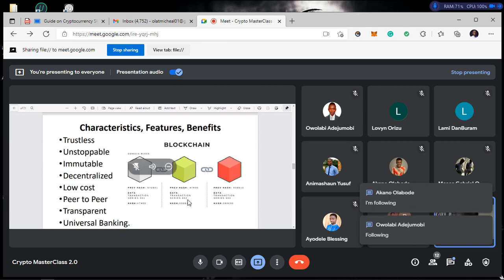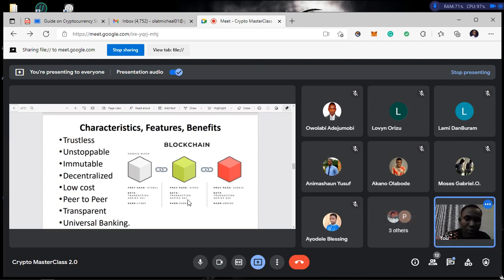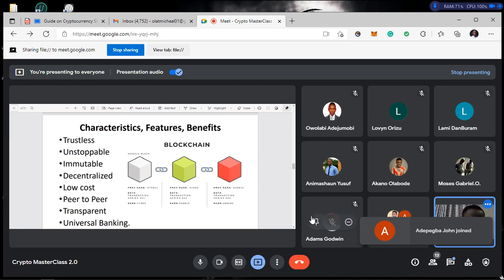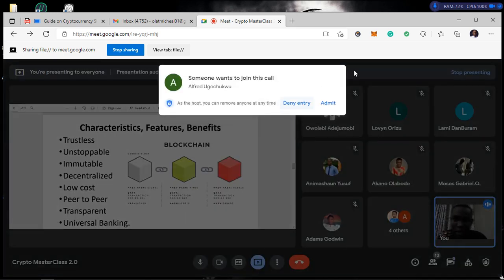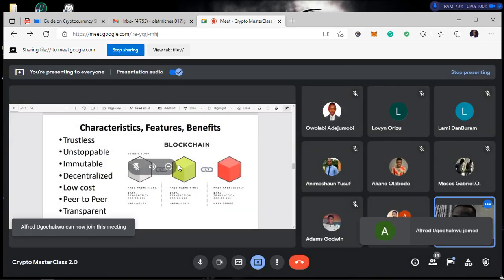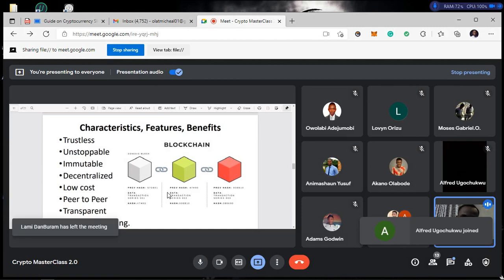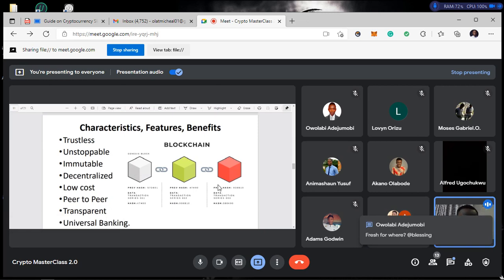All right. So we have characteristics, features, and we also have benefits. All these three are actually interwoven. That's why I just combined everything together. The first one, we know the blockchain is trustless. It's trustless in the sense that the blockchain does not lie. The blockchain doesn't need to convince you before you believe it, because everything that is done on the blockchain is actually transparent.